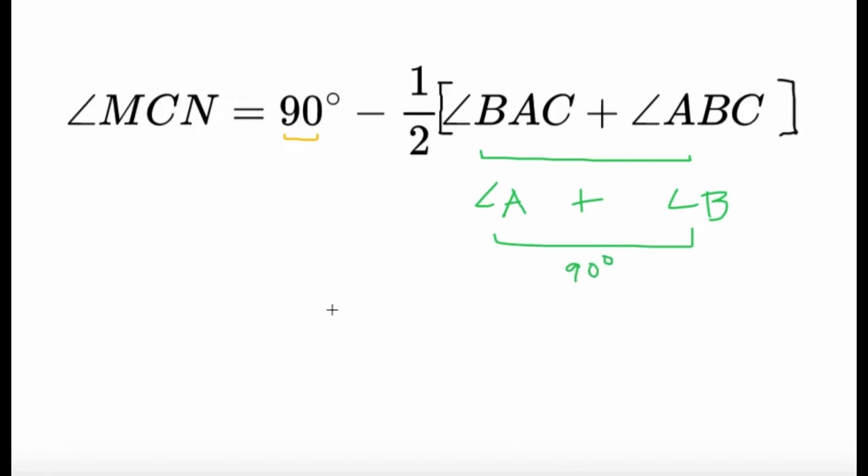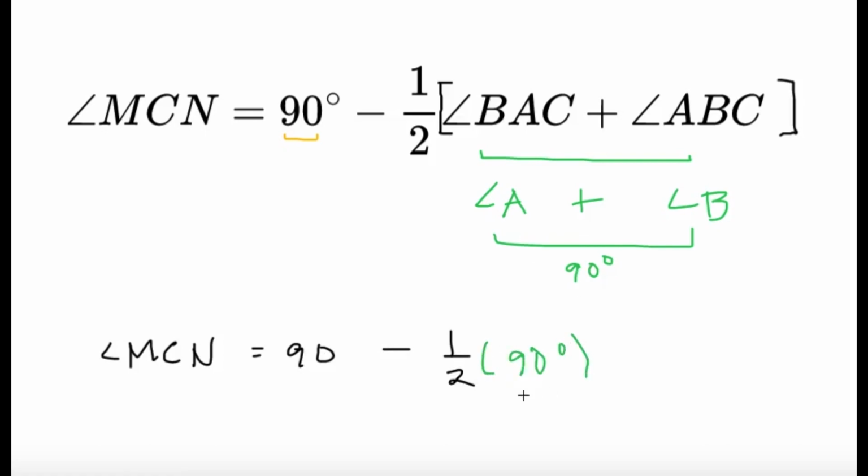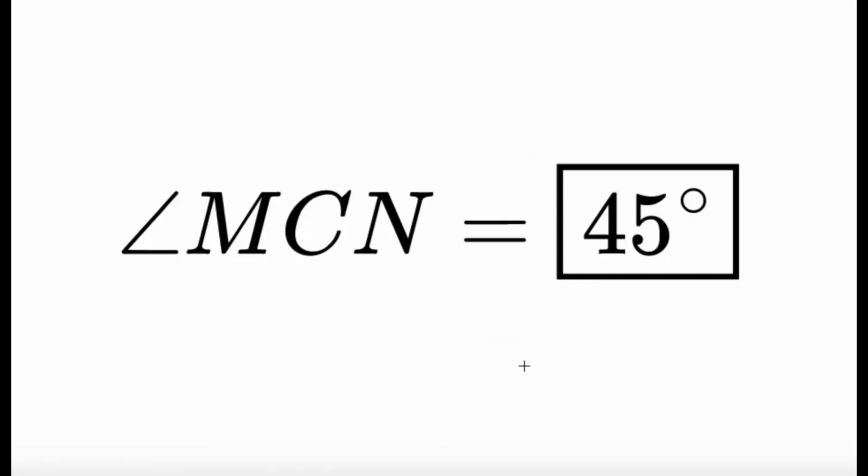So it's very nice that we have angle MCN equal to 90 minus 1/2 of 90 degrees. In essence, we're just subtracting 45 degrees. So 90 minus 45 degrees gives us that angle MCN, the missing angle in the given figure, is equal to 45 degrees. And this is our final answer.